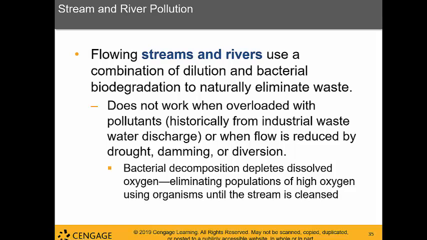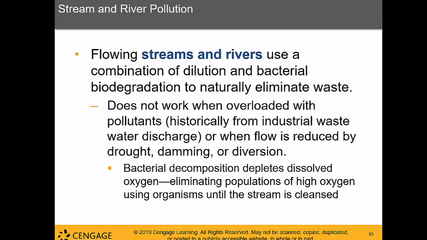There are also problems in streams or rivers when the rivers get low because of droughts, dams above the river that prevent water from entering the river at a fast enough rate, or the water being diverted away from the stream or river for things like drinking water or to use that water for another purpose, like irrigation. When the flow is reduced, we don't have that ability to dilute out the pollutants.